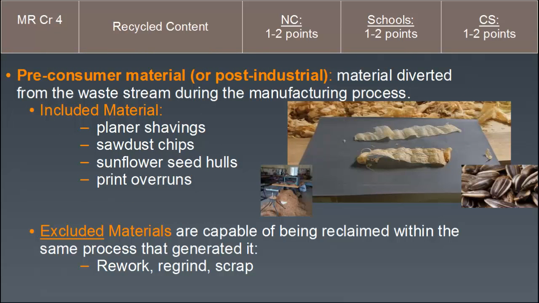Terminology is important to understand for the test. Pre-consumer material, or post-industrial, those two are synonymous with each other, is material diverted from the waste stream during the manufacturing process. That includes planer shavings, sawdust chips, sunflower seed hulls that I've seen used for things such as cabinets, and print overruns. Excluded materials are those capable of being reclaimed within the same process that generated them, meaning if it's rework, regrind, or scrap, something that's typically reused in the manufacturing facility, that does not count as pre-consumer material.